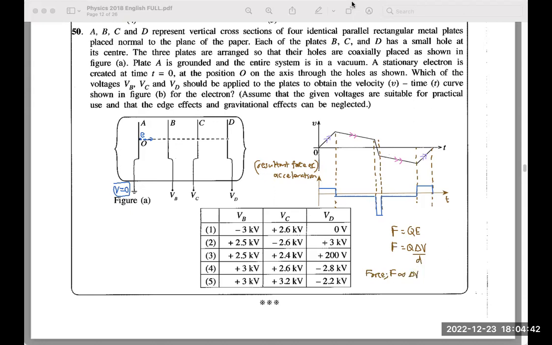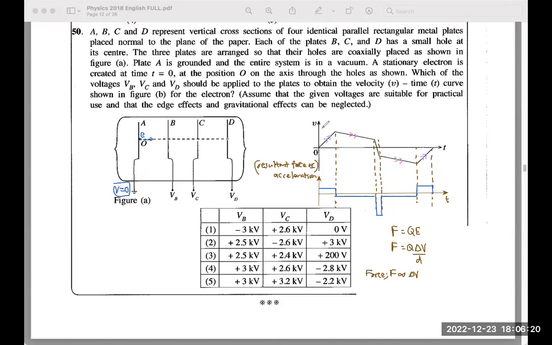Why? Because see, now force is directly proportional to potential difference, isn't it? Potential difference according to this equation. So wherever force is high, the potential difference should be higher there. Now I'll consider the potential difference here to be delta.